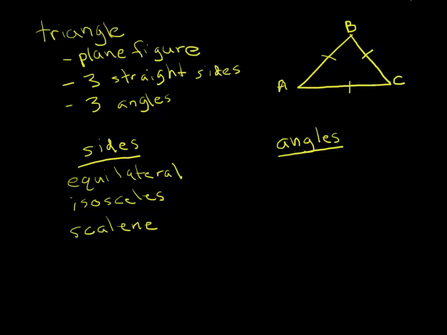When you refer to or classify a triangle by its angles, the triangle can either be acute, obtuse, or right.